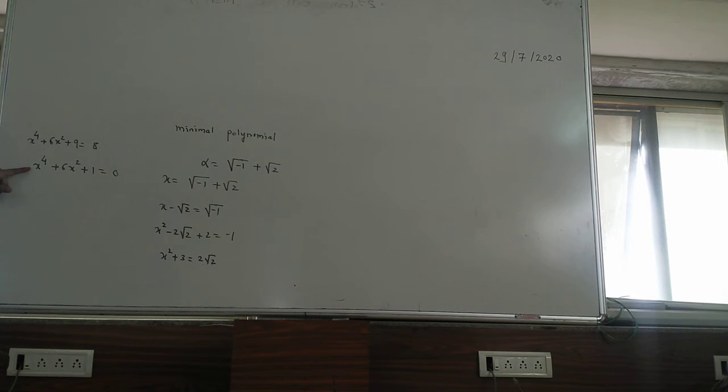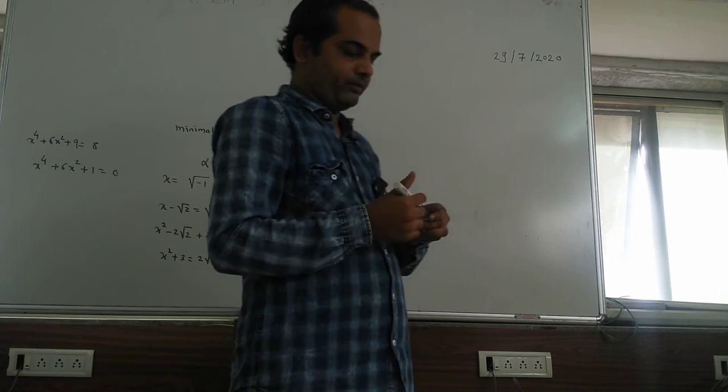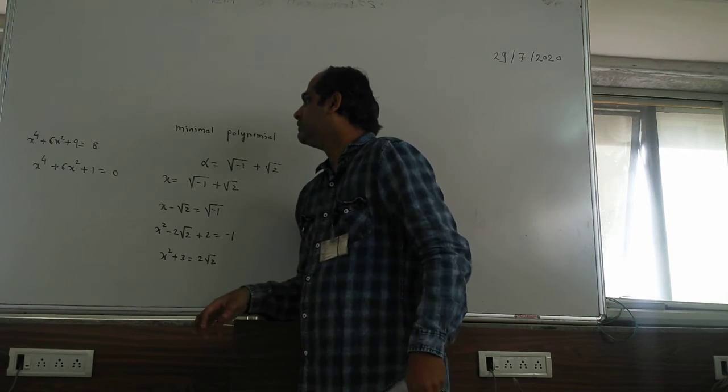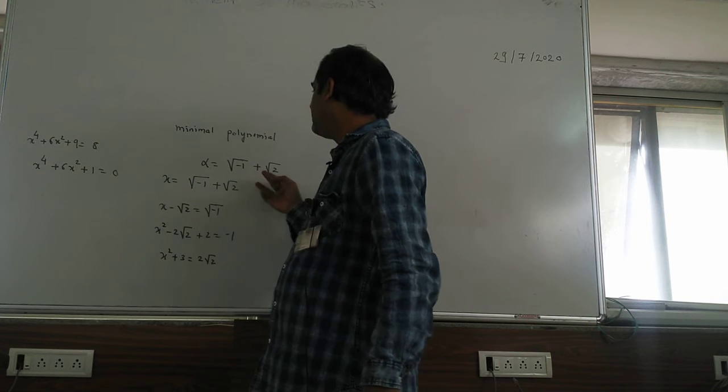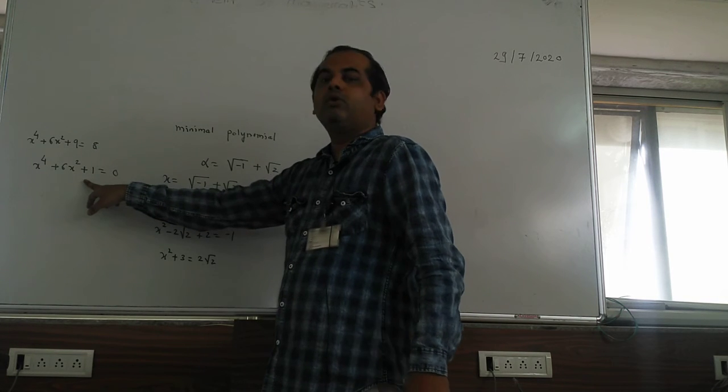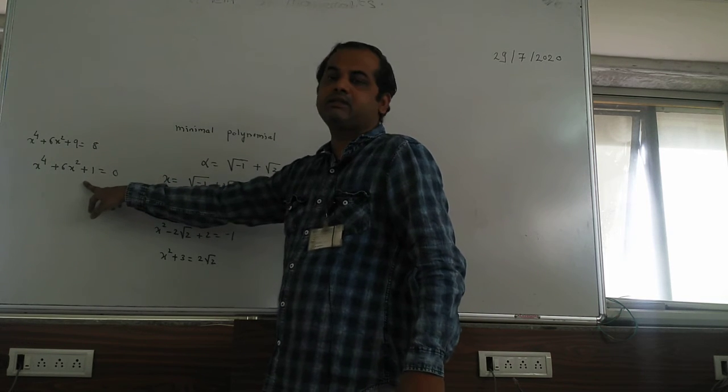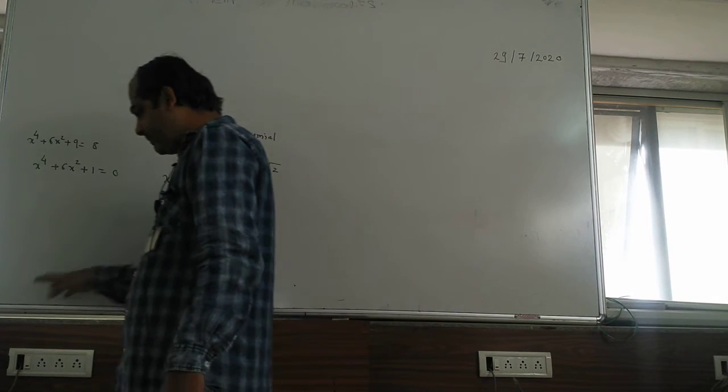Monic polynomial. And you cannot factorize this polynomial. You can check this. So what is the minimal polynomial of this over Q? It is x raised to 4 plus 6x square plus 1. So this is the simple procedure you can have.